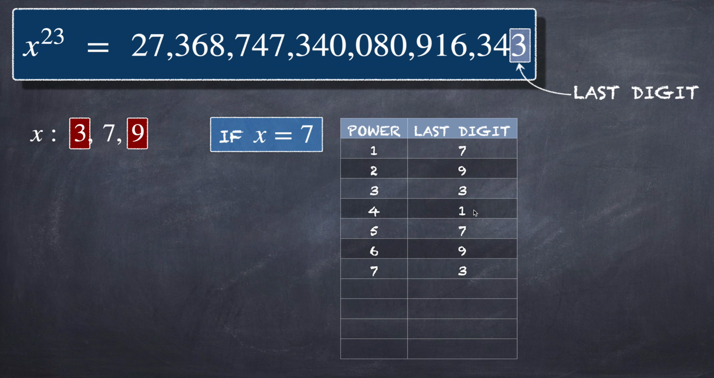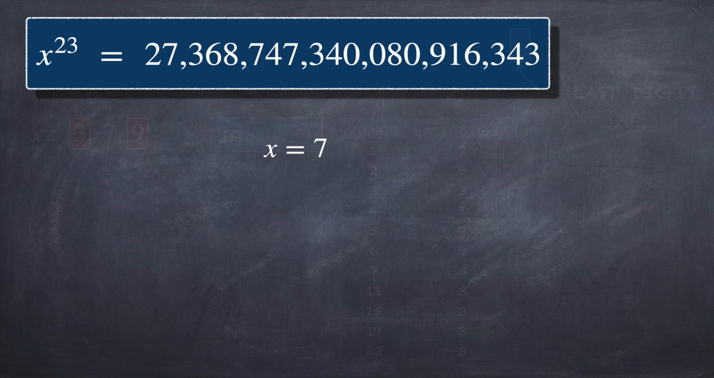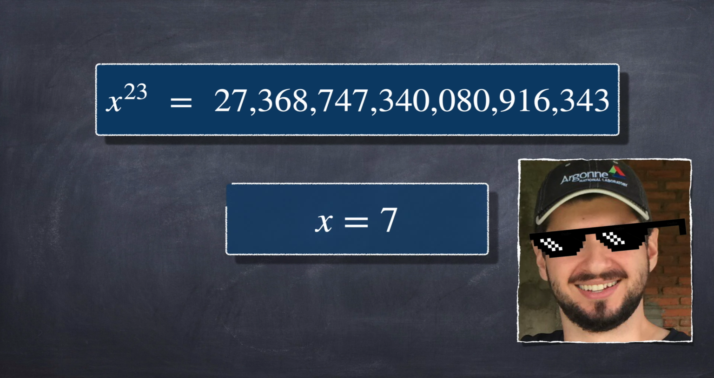And you can see that it is a periodic sequence as well. 7, 9, 3, 1, 7, 9, 3, 1. So every 4 terms you have the number 3 again. So if you obtain 3 on the position 7 of this sequence, the next one will be the position 11, 15, 19, and then 23. In this sequence, the position 23 has a last digit equal to 3, verifying that 7 is indeed the correct answer.